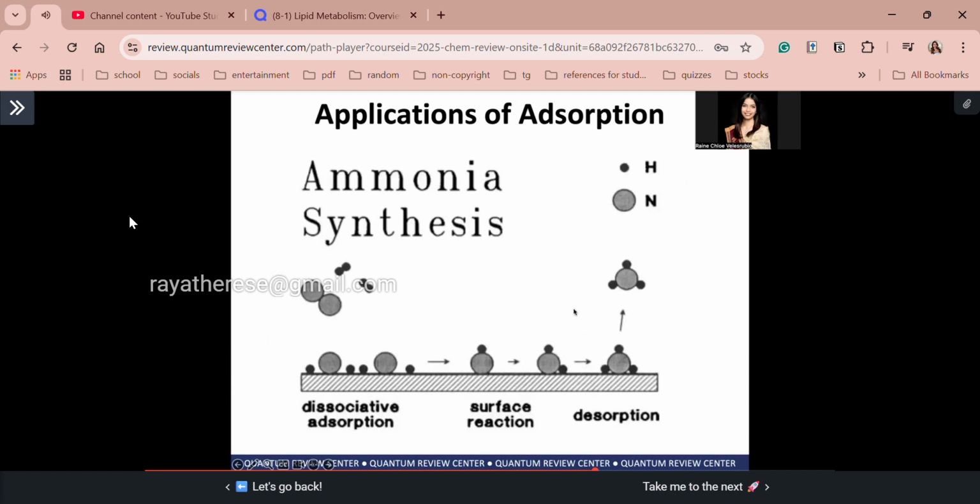Next application. So, adsorption plays an important role in the adsorption of nitrogen and hydrogen gases onto the surface of the iron catalyst. Okay? So, on the surface, guys, okay, yung N2 and H2 bonds, they will break. Kaya, yung mga atoms yan, they will become more reactive. Now, on the surface, yung activated atoms yan, they will combine on the catalyst surface to form ammonia. Okay? So, then ang ammonia synthesis. Now, the formed ammonia molecules, they will be then released or desorbed from the surface and into the gas space.